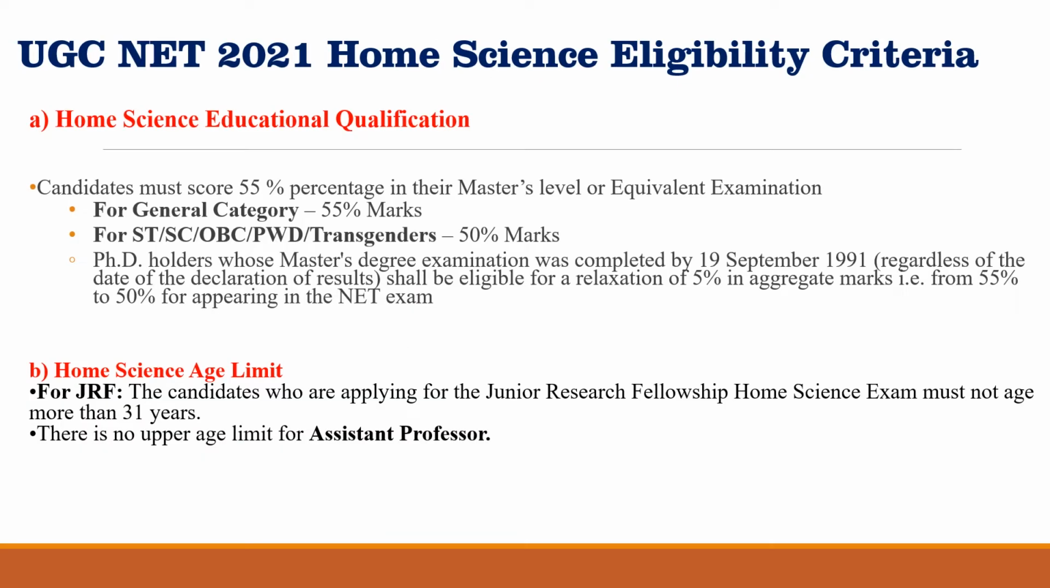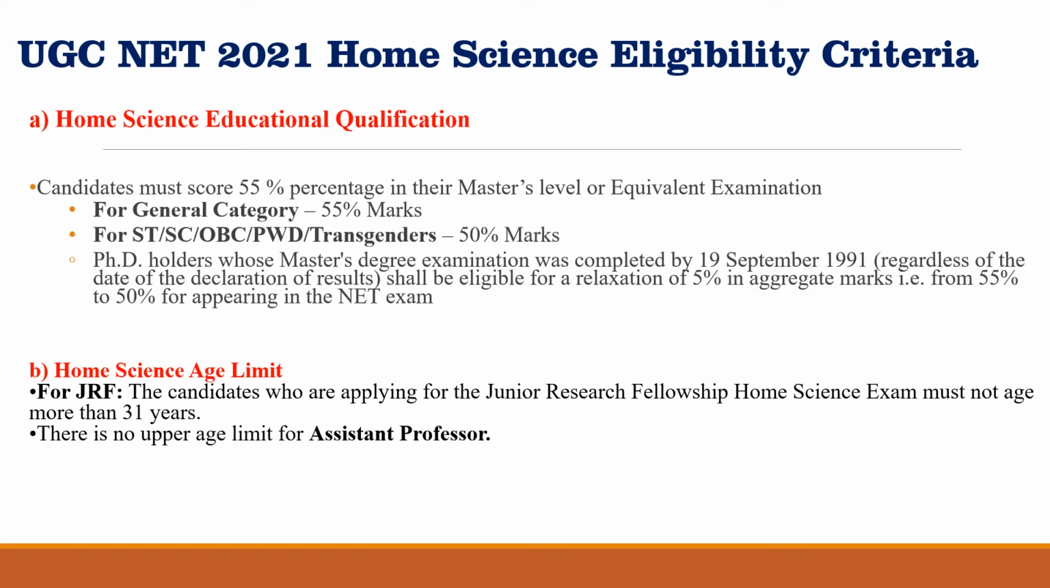Unfortunately, there is no separate subject for food technology students in UGC NET, but we are fortunate enough to answer the UGC NET exam paper by selecting the home science subject, that is, subject code 012. The eligibility criteria for the home science exam is a master's degree. You need to have an MSc or MTech in a relevant subject with an aggregate of 55% if you are under the general category, and for ST, SC, OBC, PWD, and transgenders it is 50% marks, and for PhD holders the relaxation is 5%, that is, from 55 to 50%.